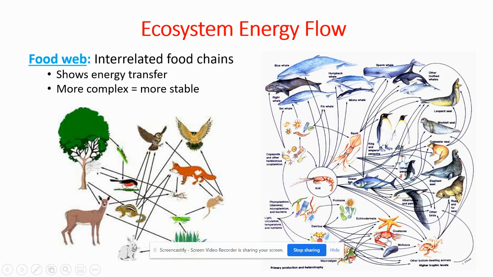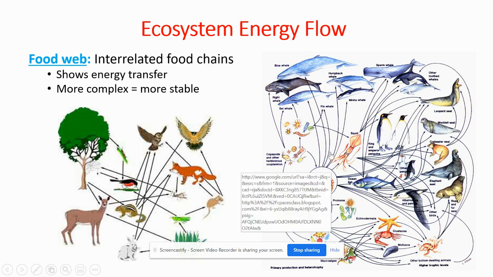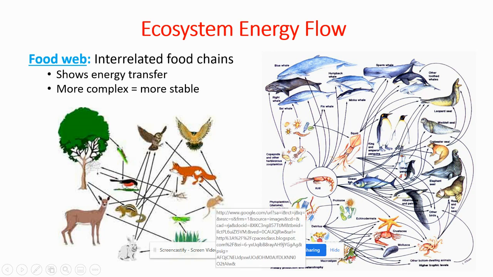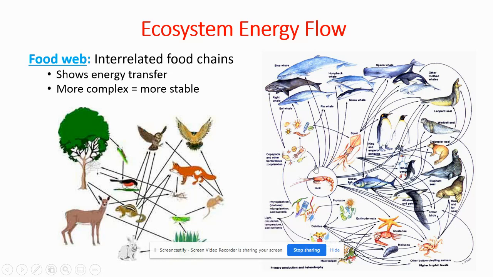A food web is made up of many food chains put together. So it's showing energy transfer through the whole ecosystem, whereas the food chain is just showing that individual organism and where the energy went through other organisms. Now, we have two different food webs here. Which one is more stable? It says here more complex equals more stable. So we have all these different feeding paths over in the ocean here. So this would be the more stable of these two.